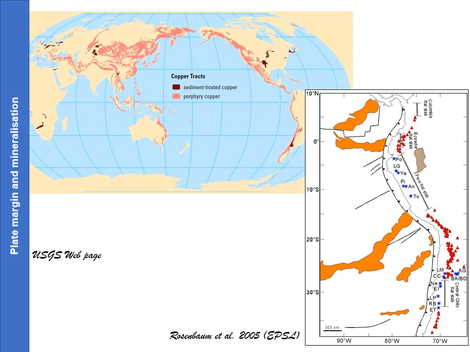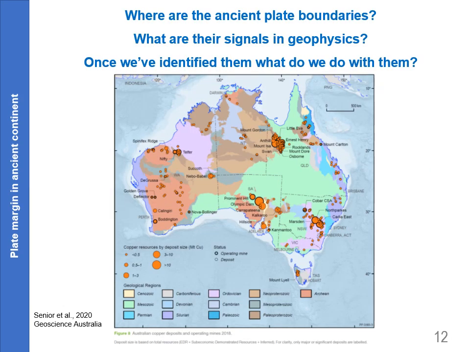We've known it for a long time, but it does provide a context for how you might interpret an ancient plate. So here's the Australian plate. Here's the copper deposits on it from a recent publication out of Geoscience Australia.